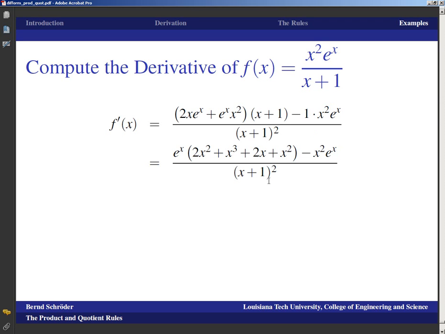That won't change. And so the final result here is that we've got an e to the x that's multiplied out. We get 3x squared minus x squared, that's 2x squared, plus x cubed plus 2x. So it should be what we have here: e to the x times x cubed plus 2x squared plus x squared minus x squared goes away, plus 2x, divided by x plus 1 quantity squared. And that's about as good as it gets.